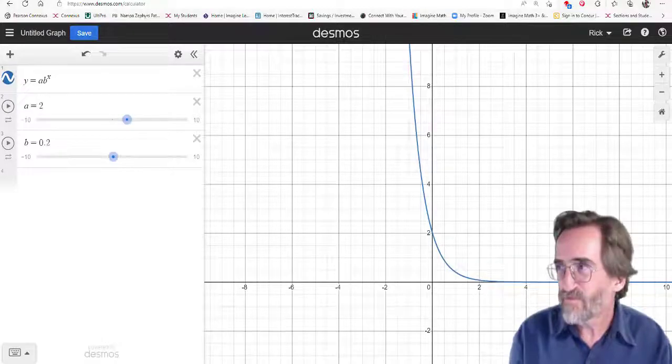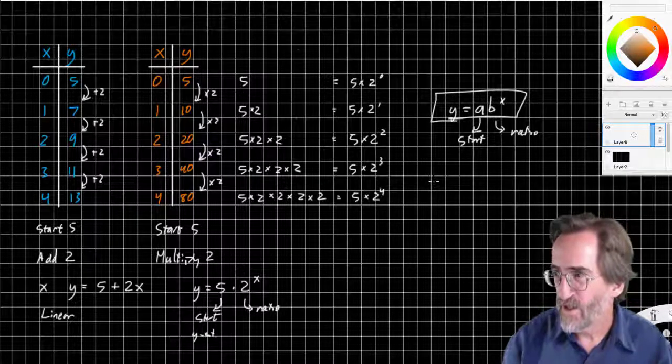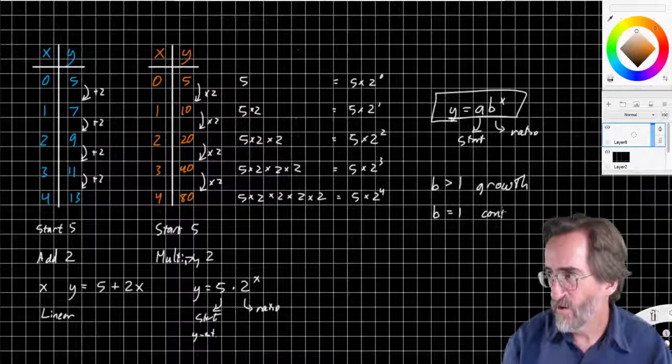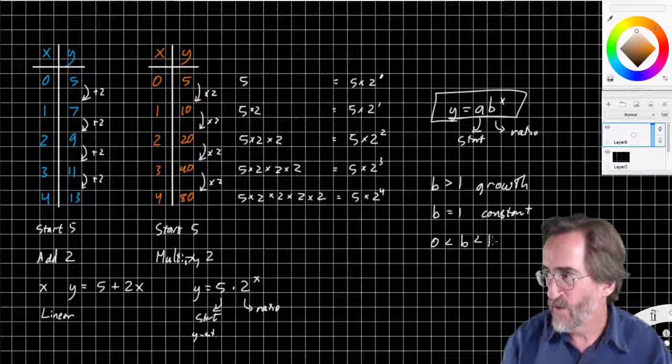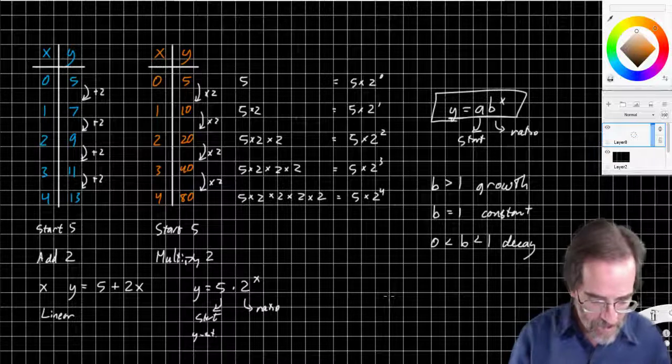All right? So one of the things that we want to bear out, and you learn this in your pre-calculus course, in your algebra course here, is that if b is greater than 1, we have exponential growth. If b equals 1, we have static or constant, which is kind of a boring case. If b is between 0 and 1, we have decay, exponential decay.